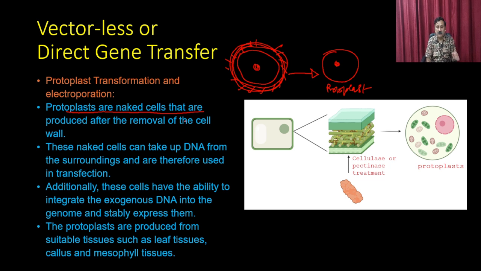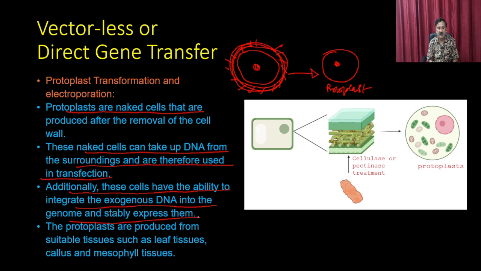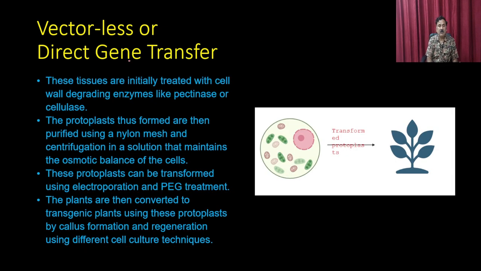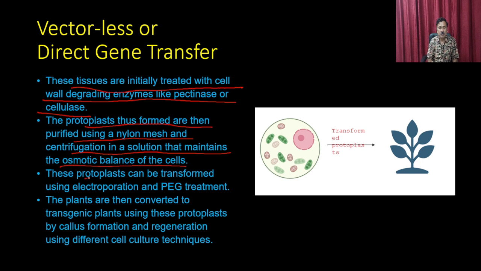So, the plant cell without the cell wall is called a protoplast. This naked cell can take up the DNA from the surrounding and is therefore used in transfection. Additionally, these cells have the ability to integrate the exogenous DNA into the genome and stably express it. The protoplasts are produced from suitable tissue cultures, tissues such as leaf tissues, callus and mesophyll tissues. These tissues are initially treated with cell wall degrading enzymes like pectinase or cellulase, right. The protoplasts just formed are then purified using a nylon mesh and then suspended in a solution that maintains the osmotic balance of the cell. This protoplast can be transformed using electroporation and PEG treatment.